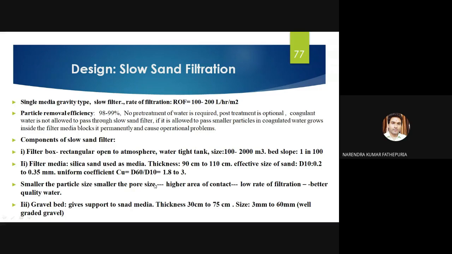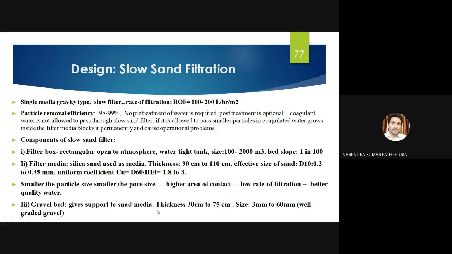The smaller the particle size, the smaller the pore size, the higher the area of contact required in that case, and a low rate of filtration will be there, and you will get better quality of water. So the smaller the particle size and the pore, you will get better efficiency of the treatment.